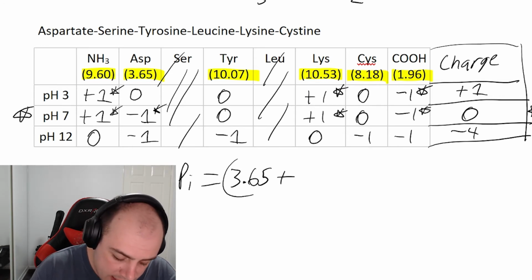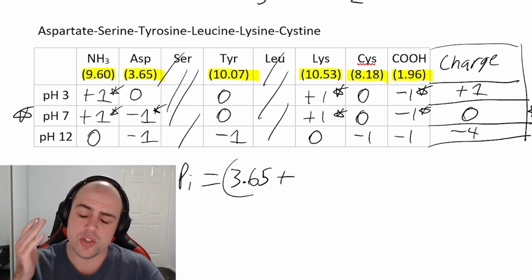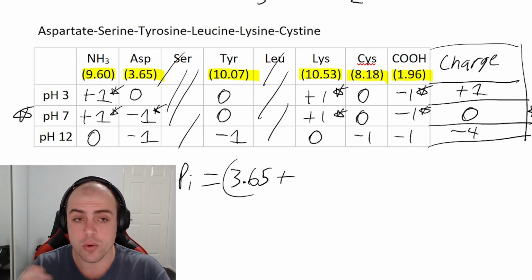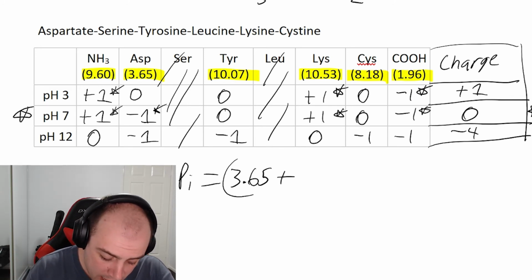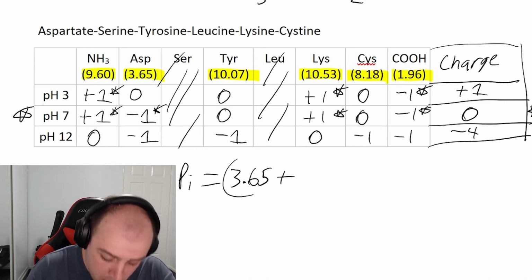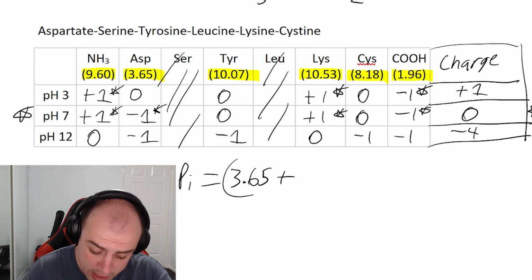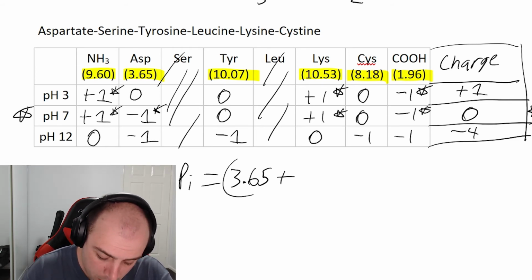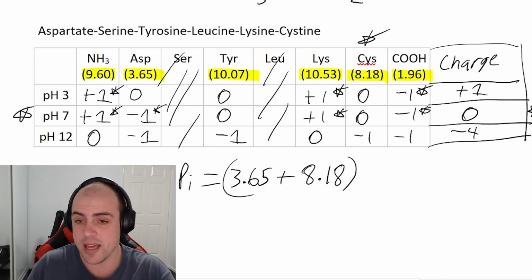Now we do the exact same thing, but we go the other way. Which value is closest to 7 but higher or greater than 7? So looking through these, we have a 9.60, 10, 10.07, 10.53, so we can eliminate those because that 9.60 is closest, and 8.18. Aha, there is our winner. So 8.18 is closest to, but greater than 7.